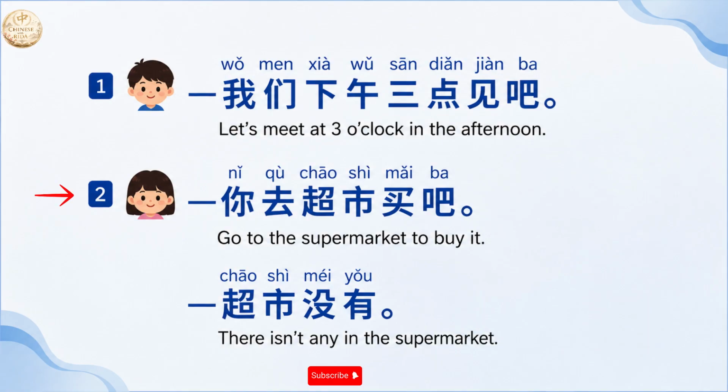你去超市买吧. 超市没有. So here you can understand the sentence as some kind of a request. You go to the supermarket to buy it. 超市没有. It means the thing you want to buy is not present in the supermarket.